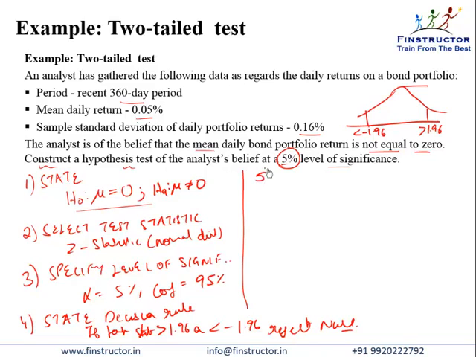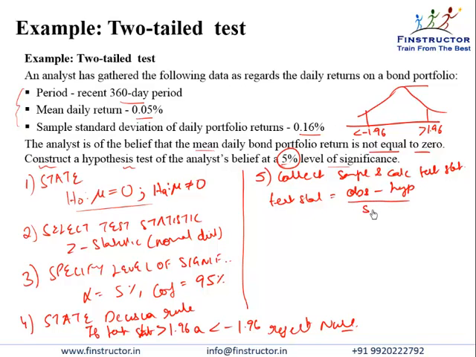Step 5 is to collect the sample and calculate the test statistic. So that's what has been given to us. What has been given to us right at the beginning is actually step 5 of the overall process. After we have stated the hypothesis and specified everything else, we go and collect our sample. So the mean came out to be 0.05. The test statistic is calculated as the observed value minus the hypothesized value divided by the standard error.